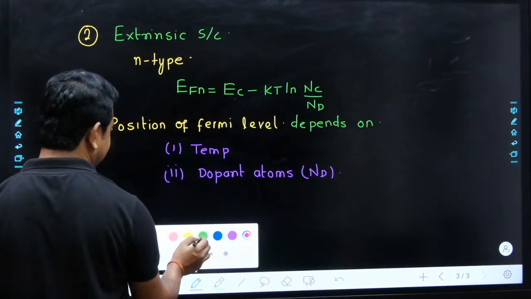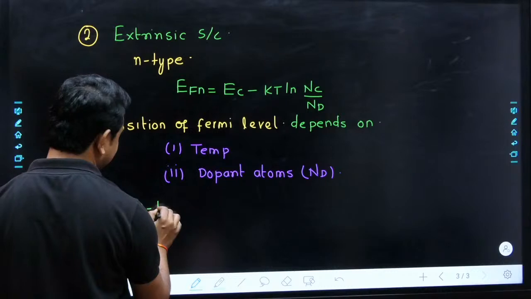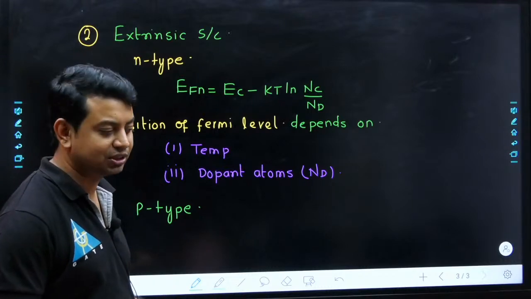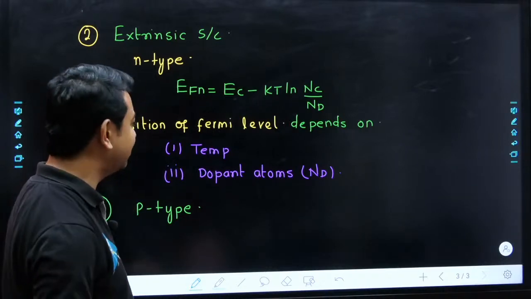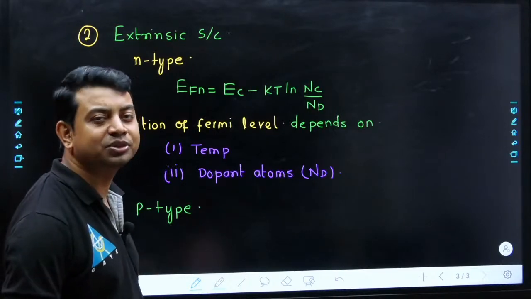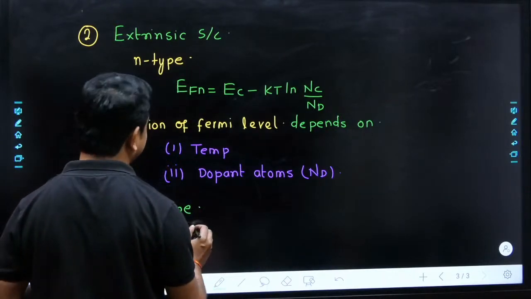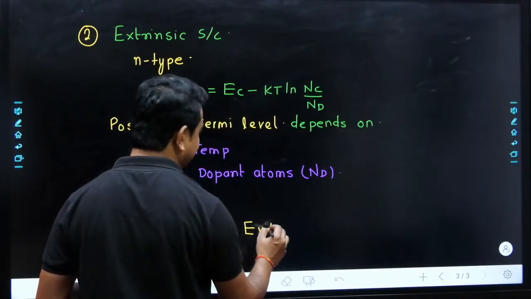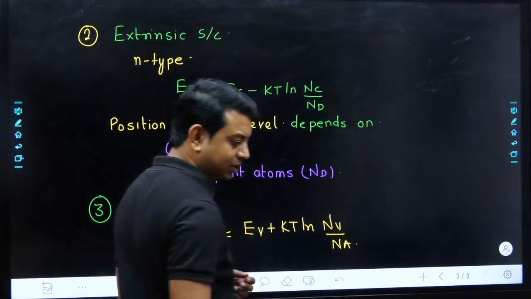The third one is an extrinsic semiconductor, and suppose this is a p-type semiconductor. We know where the Fermi energy level goes when we increase the temperature. So, write the answer in your comment box: where the Fermi energy level goes if you increase the temperature, and where it goes if you increase the donor atoms or dopant atoms concentration. Till then I will write the position of the Fermi energy level in a p-type semiconductor. This is EFP, equal to EV plus KT ln NV divided by NA. This is another formula.